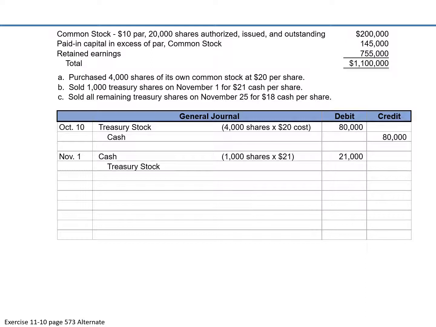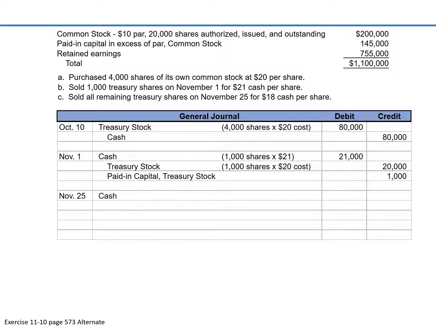Our treasury stock, but we're going to record our reduction in treasury stock at our cost, not the price we sold them at. So that's going to be 1,000 shares at $20 per share, right? In letter A, they told us we bought them back for 20. So that's a $20,000 reduction in treasury stock. To reduce treasury stock, because it's a contra equity account, we credit. And then we have paid in capital treasury stock, $1,000. Okay.